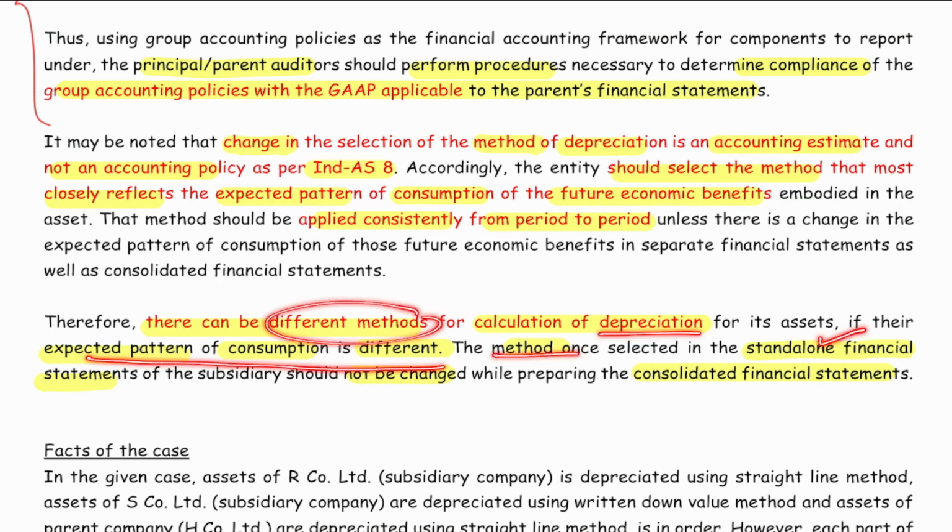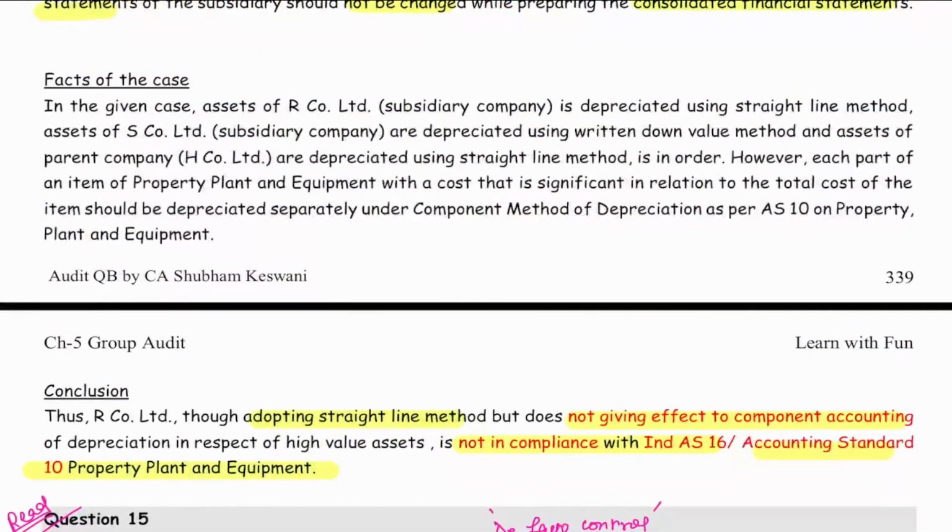Method for SFS should be same for CFS. It should not be changed. Then write the facts of the case in 1 or 2 lines and then say, adopting the straight line method and not giving effect to component accounting is a non-compliance of Ind AS 16 or AS 10 PPE.